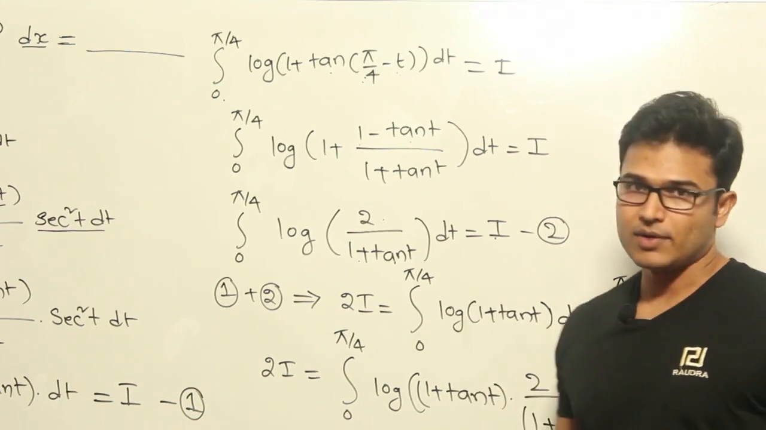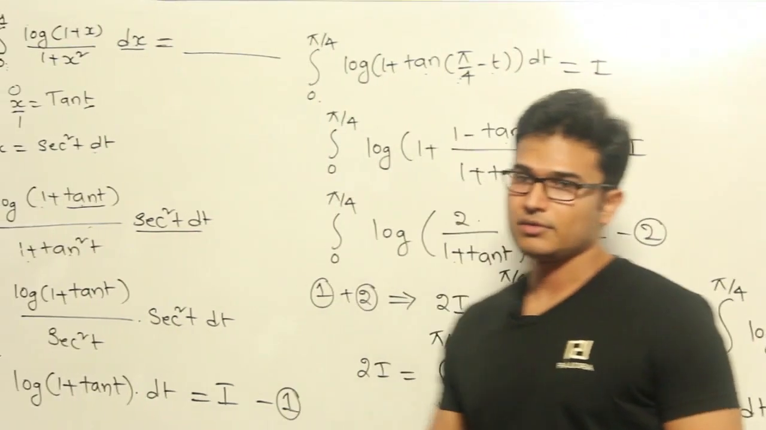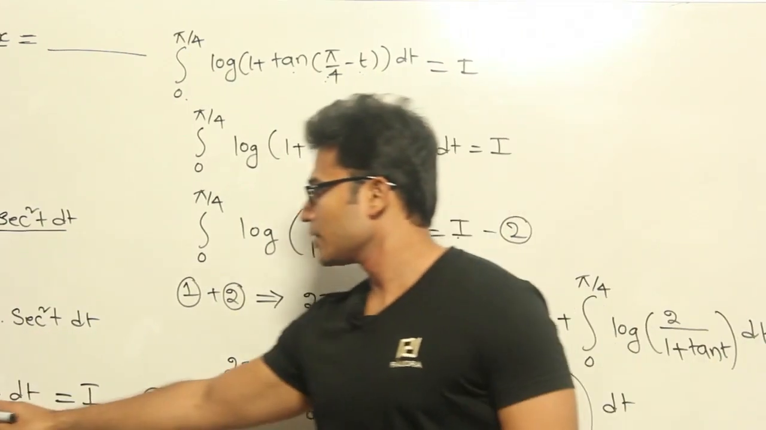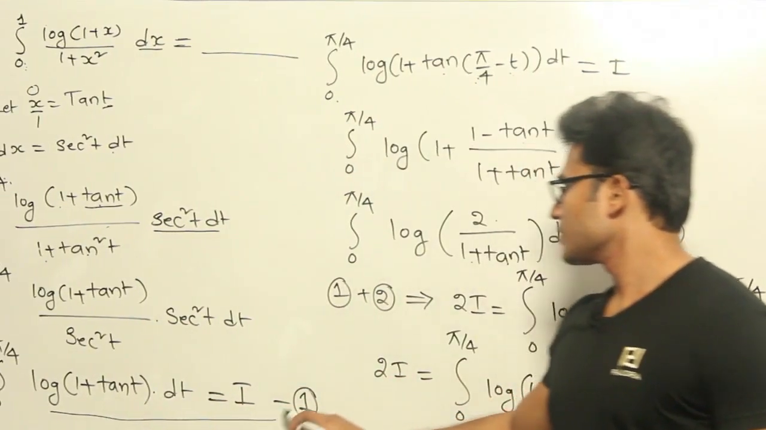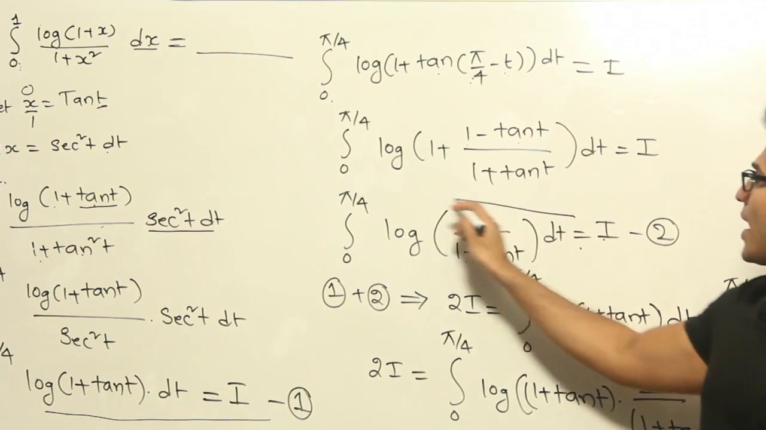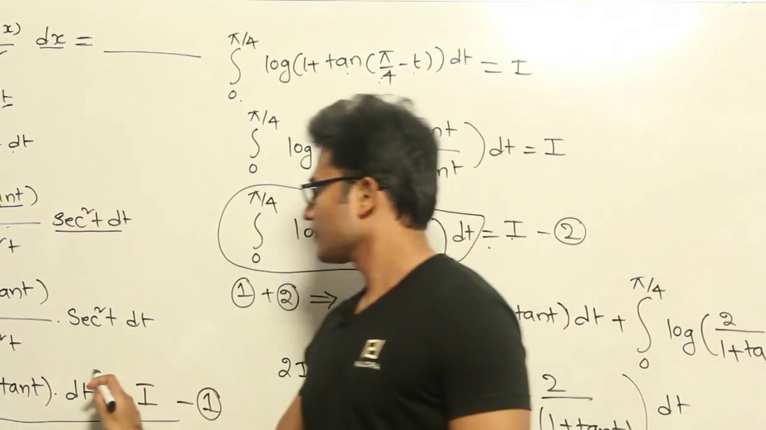Now we got I equal to log(2 by 1 plus tan t), and here I equal to log(1 plus tan t). Let's call this equation 1 and this equation 2. Now I am going to add this one with this one.